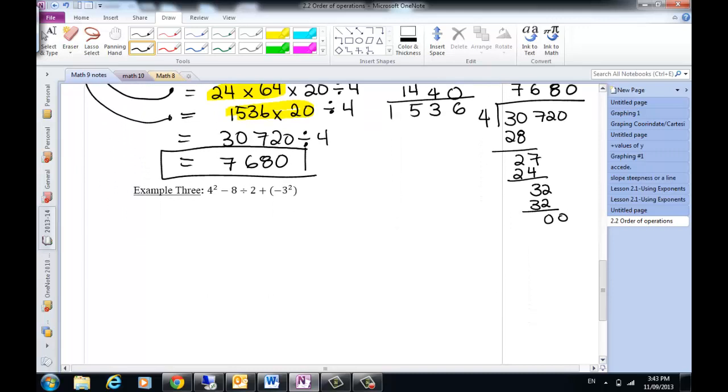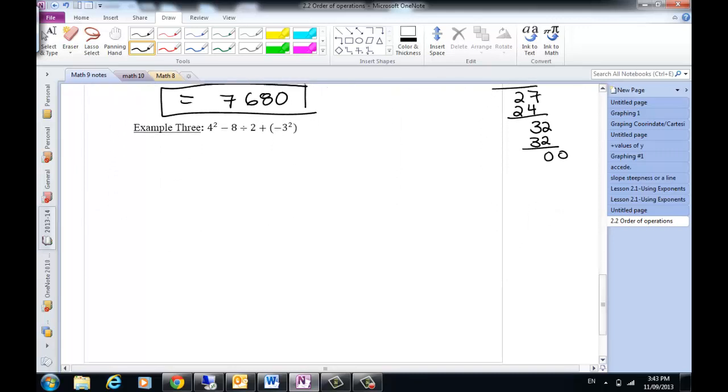Alright, last example. I don't have enough room up top, so I'll just write it down over here. I highly recommend writing BEDMAS just so that you don't forget. So I'm looking at my equation here, and first thing I see is I do have brackets, and I do have something I can simplify in that bracket. So I have negative 3 squared.